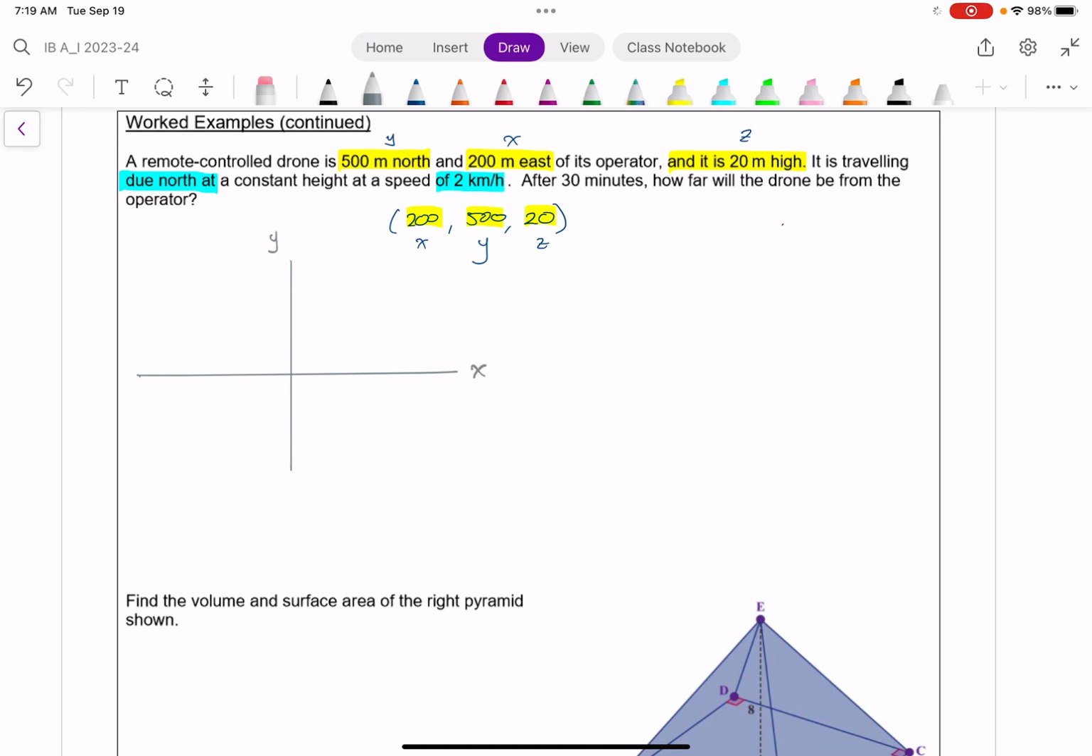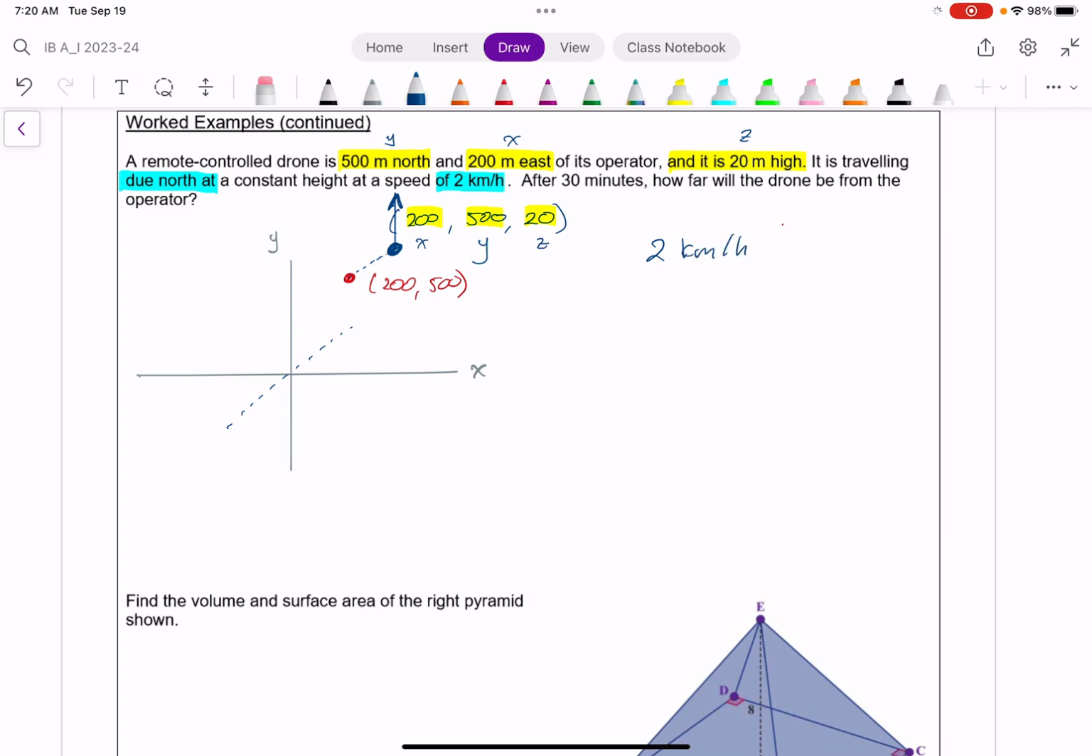So I know this drone starts 200 to the east, 500 north, so 200 x, 500 y, so I'll say roughly here. I can label this as just 200, 500, but it's also 20 meters high at the beginning, so we imagine a z-axis coming out three-dimensionally, so you can imagine this point also being up here, 200, 500, and 20. But it's moving due north at a constant rate of 2 kilometers per hour.